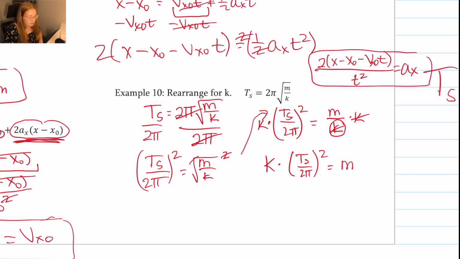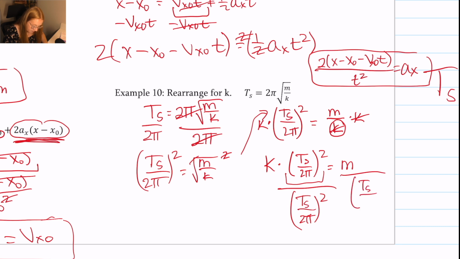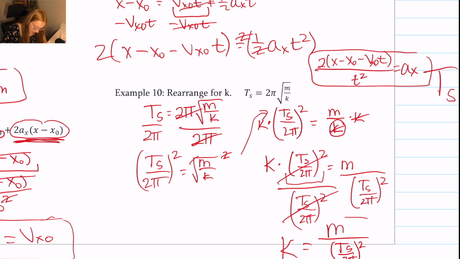And that just leaves m by itself, which is not what we want. So we have to go one more step. We have k times all of this. We need to do the opposite of multiplication, which is division. So we're going to have to divide by T S over 2 pi, squared, and do the same on the other side. Okay, so final answer is m divided by T S over 2 pi, squared.